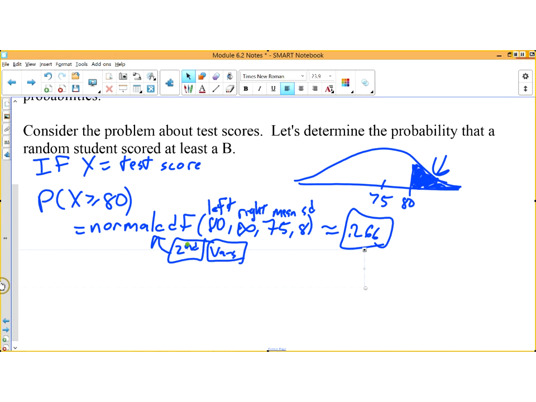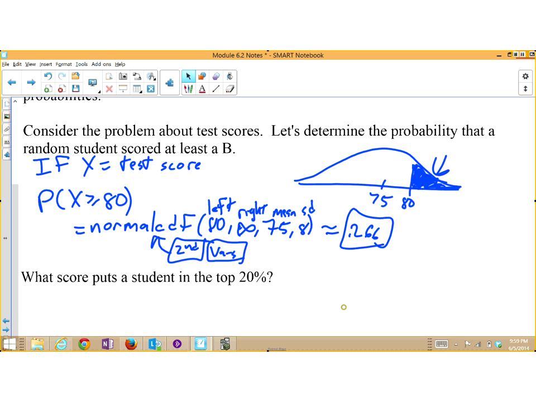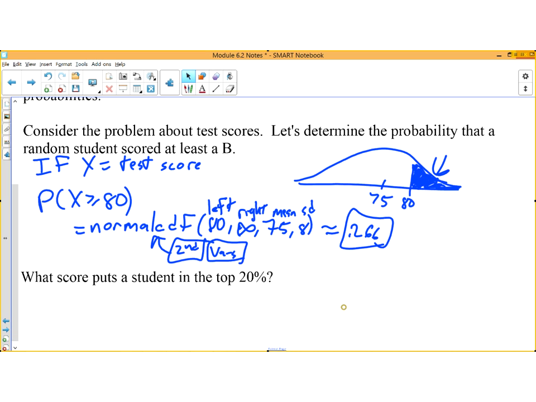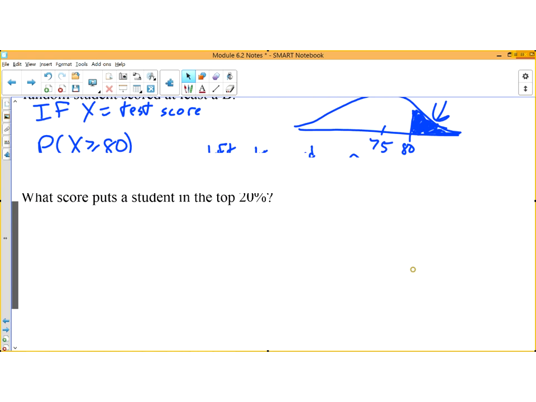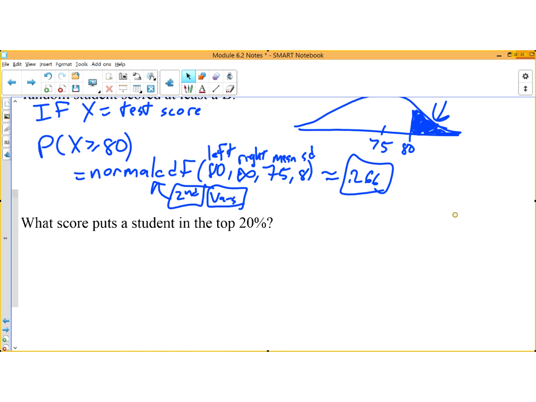So let's suppose, instead of this question, let's just delete that question. What score puts a student in the top 20%? There's a little room here. All right, so let's see if we can figure this answer out. Like I said, I always start off with a bell curve. I draw the curve. Always, always, always.